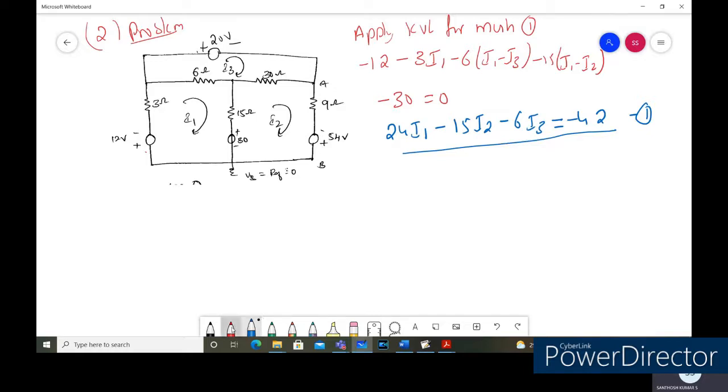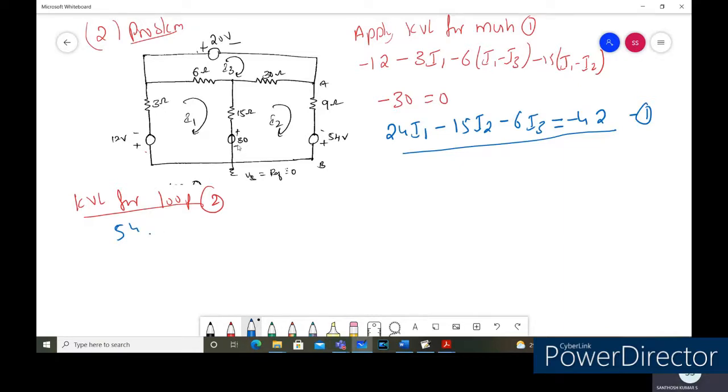Similarly, we'll apply the KVL for loop 2. Loop and mesh are one and the same here. This is loop 2. We can start from the 9 ohms, or from the 54 volts power supply. The current entering negative, leaving positive, is raising the voltage, so 54 minus.